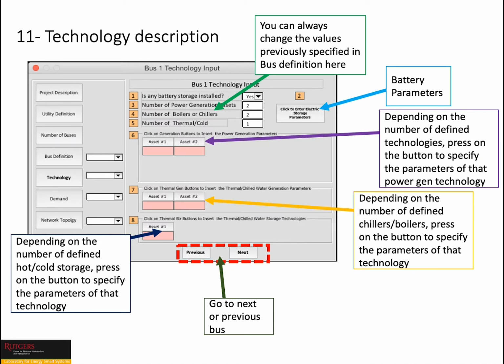Here we see what the technology input for each bus looks like. If you made a mistake on any of the numbers of boilers, chillers, power generation assets, these types of things, you can also change here. You can also set your battery parameters.